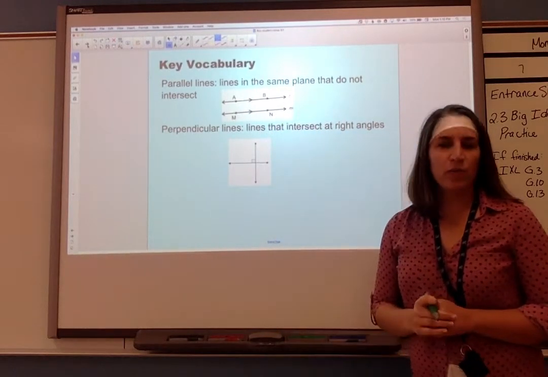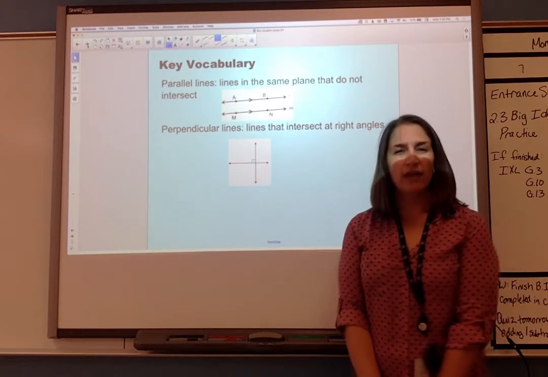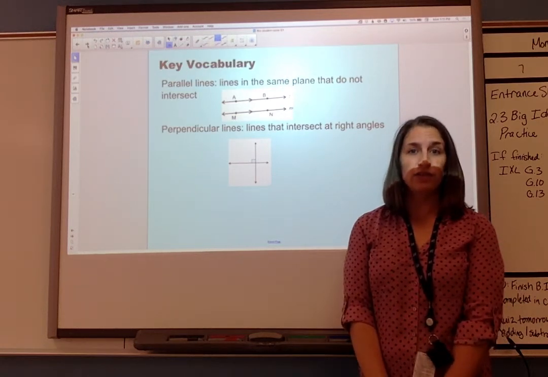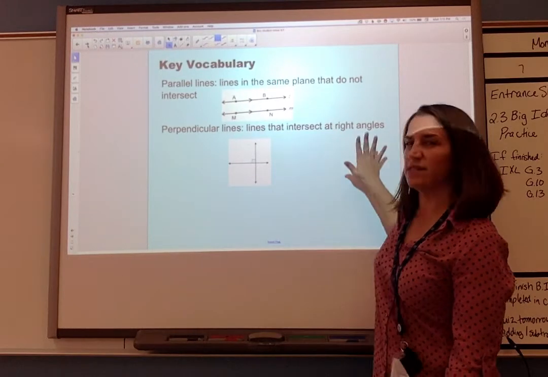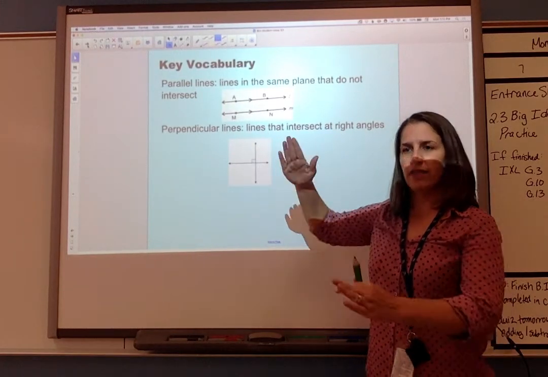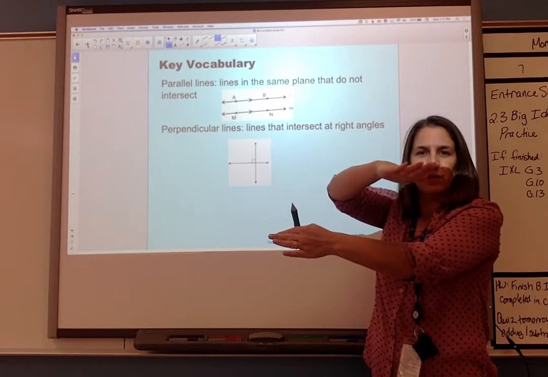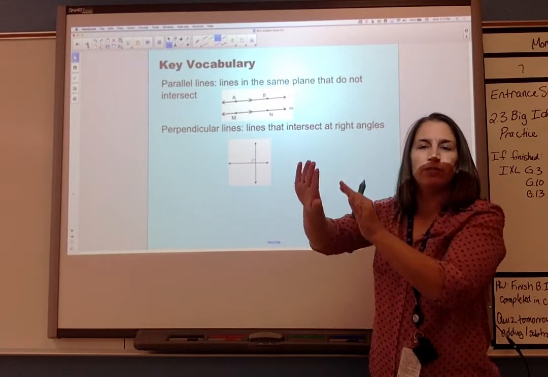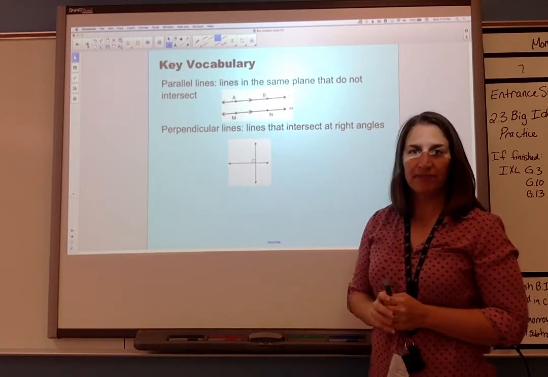All right, a little bit more vocabulary here. Parallel lines are lines that lie within the same plane that do not intersect. So what that means, that they're in the same plane, is they're on the same two-dimensional space. They're not on two different planes where they don't intersect. They're on the same two-dimensional flat surface and they don't intersect.